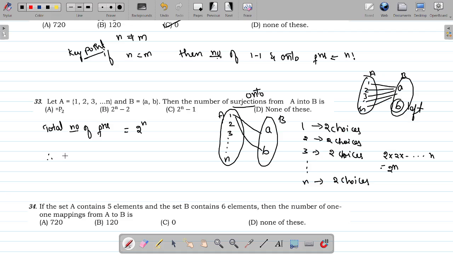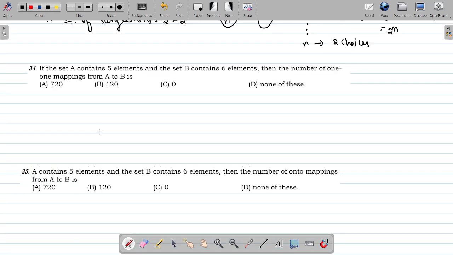Therefore, the number of surjections is, in the total number of functions, you are subtracting the functions which are not surjective. Okay, it is nothing but 2 power n minus 2. So option b is the correct answer.